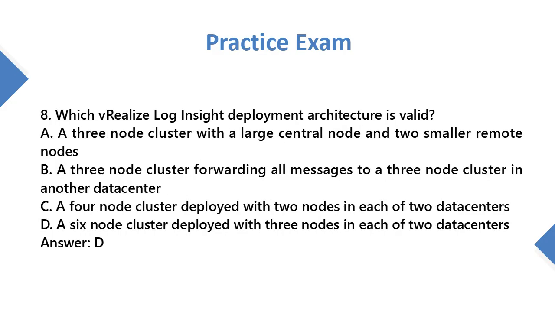8. Which vRealize Log Insight deployment architecture is valid? A. A 3-node cluster with a large central node and 2 smaller remote nodes. B. A 3-node cluster forwarding all messages to a 3-node cluster in another data center. C. A 4-node cluster deployed with 2 nodes in each of 2 data centers. D. A 6-node cluster deployed with 3 nodes in each of 2 data centers. Answer: D.